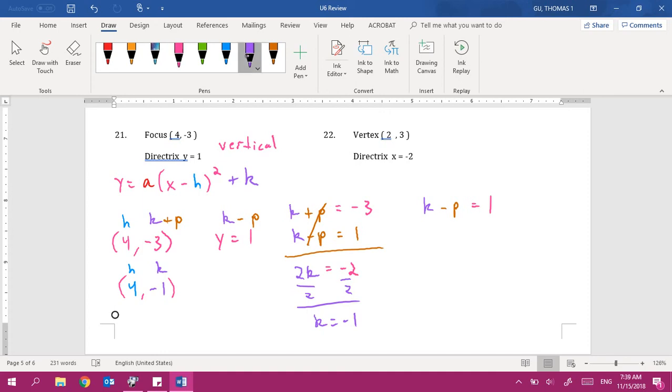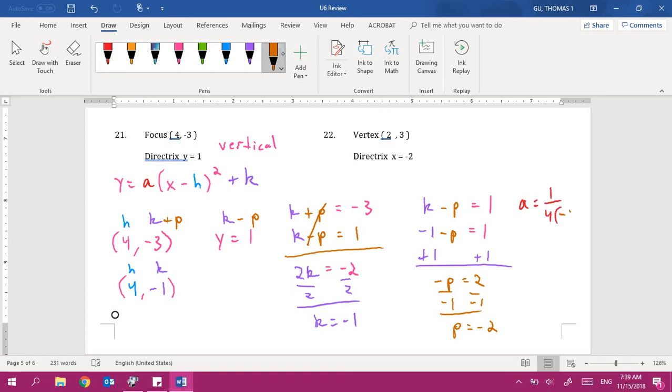Then how can you find p? Plug in k, and what is k? -1. So -1 minus p equals 1. So then how can I find p? You add 1 to both sides. So that means that -p equals 2. Divide by -1, so p equals -2. So how do I find a now? We're almost done here. a equals 1 over 4p, which is 1 over 4 times -2. So what is a? a equals 1 over -p. That's right.